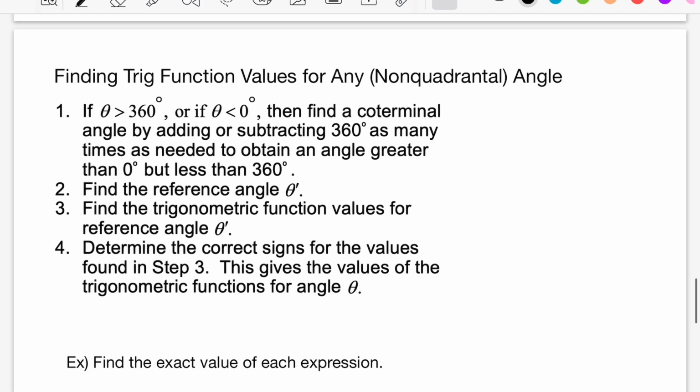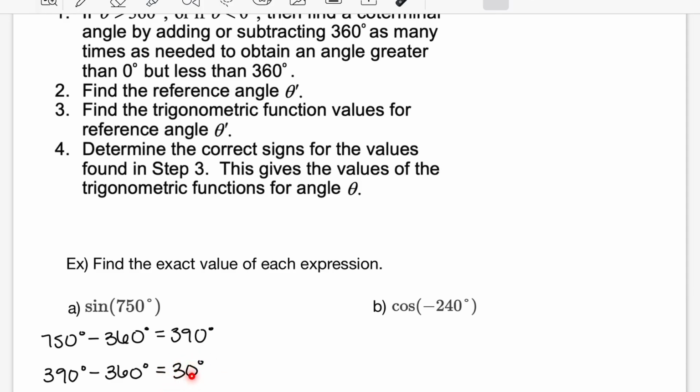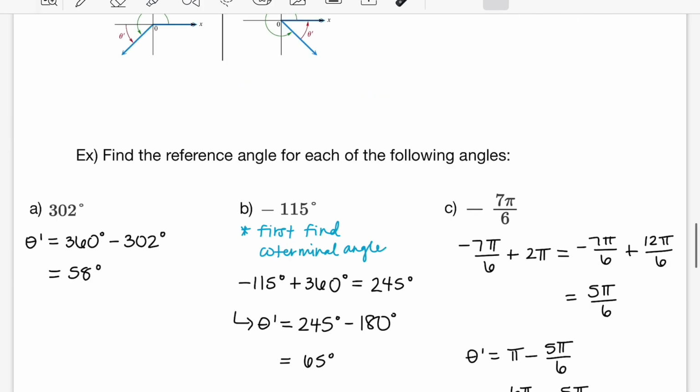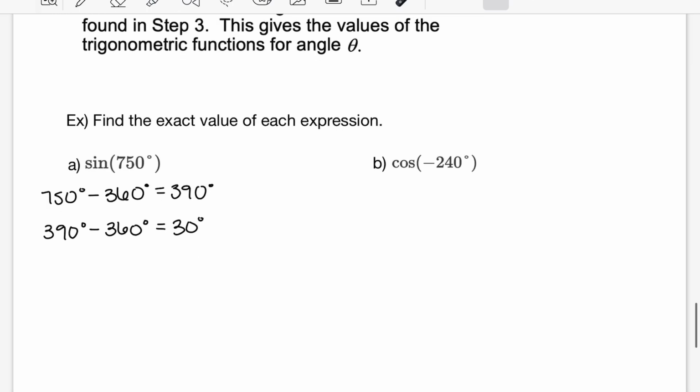Now what we want to do is find the reference angle theta. We have 30 degrees here, so this will be an acute angle. And if you remember, an acute angle is going to be in our first quadrant. And if this is the case, then our reference angle is just going to be the angle that we're dealing with. So our reference angle is just going to be 30 degrees.